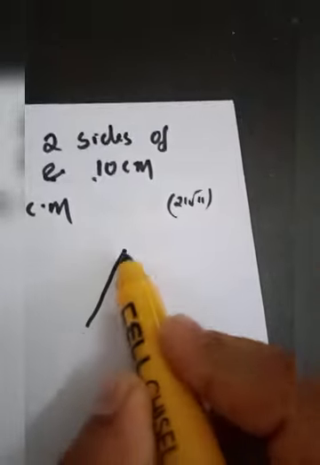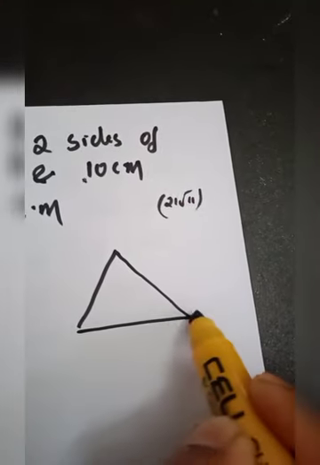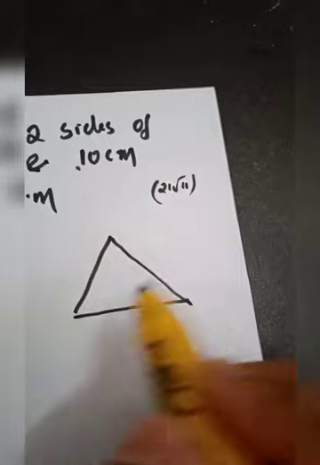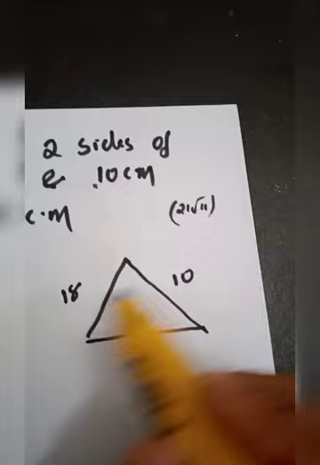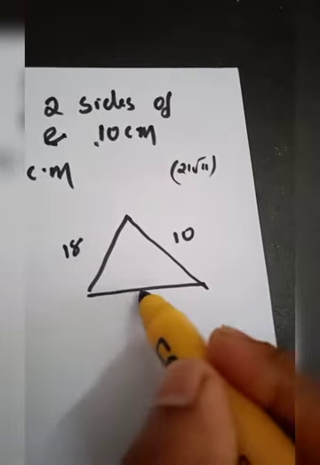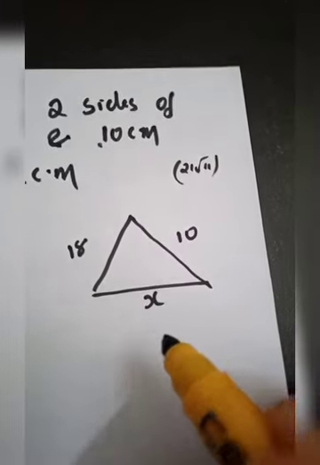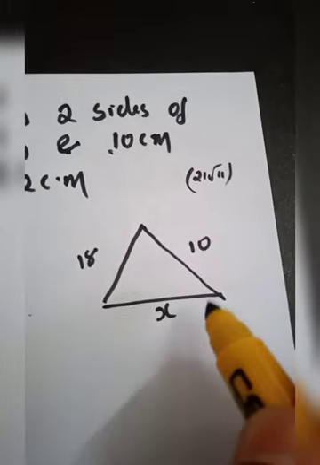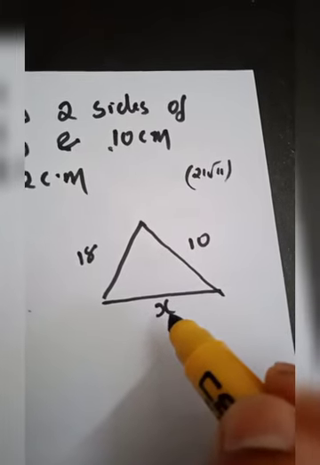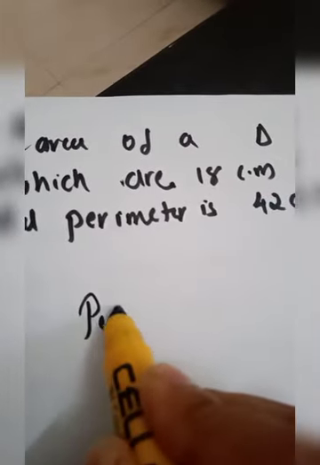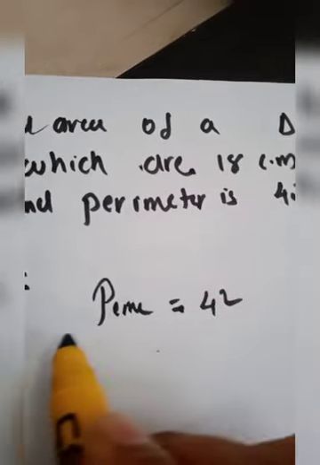Why? Because it is given that in a triangle two sides are 18 centimeter and 10 centimeter. That means out of the three sides, two sides are given in the question, and the third side is not given. Let me mark it as some x. We need the value of x, then only we can calculate the area of this triangle by using Heron's formula. How do we calculate the remaining side x? For that purpose they gave the perimeter, 42 centimeter.